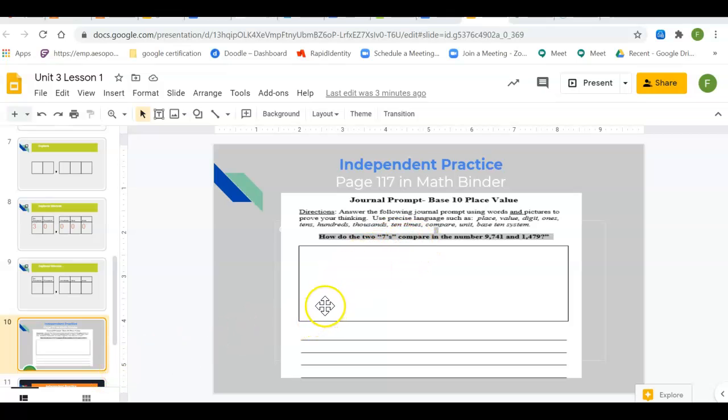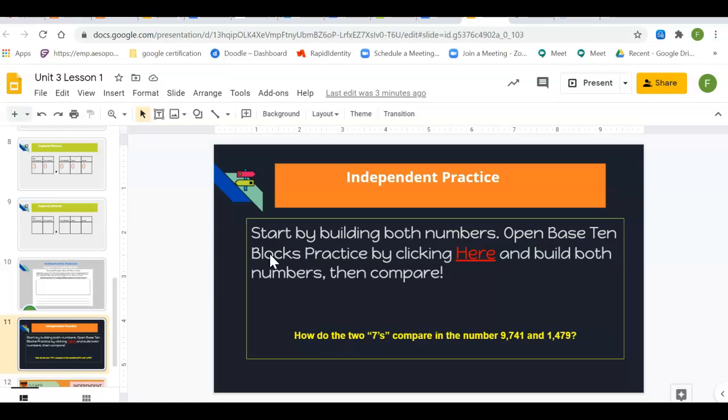Now, we practiced with some digital manipulatives earlier, and I'm going to give you an opportunity to do that now also. So let's go to our next slide. You can build your numbers by opening the base 10 blocks practice and clicking right here, and you can build both numbers. I would suggest you write these two numbers in your notebook.